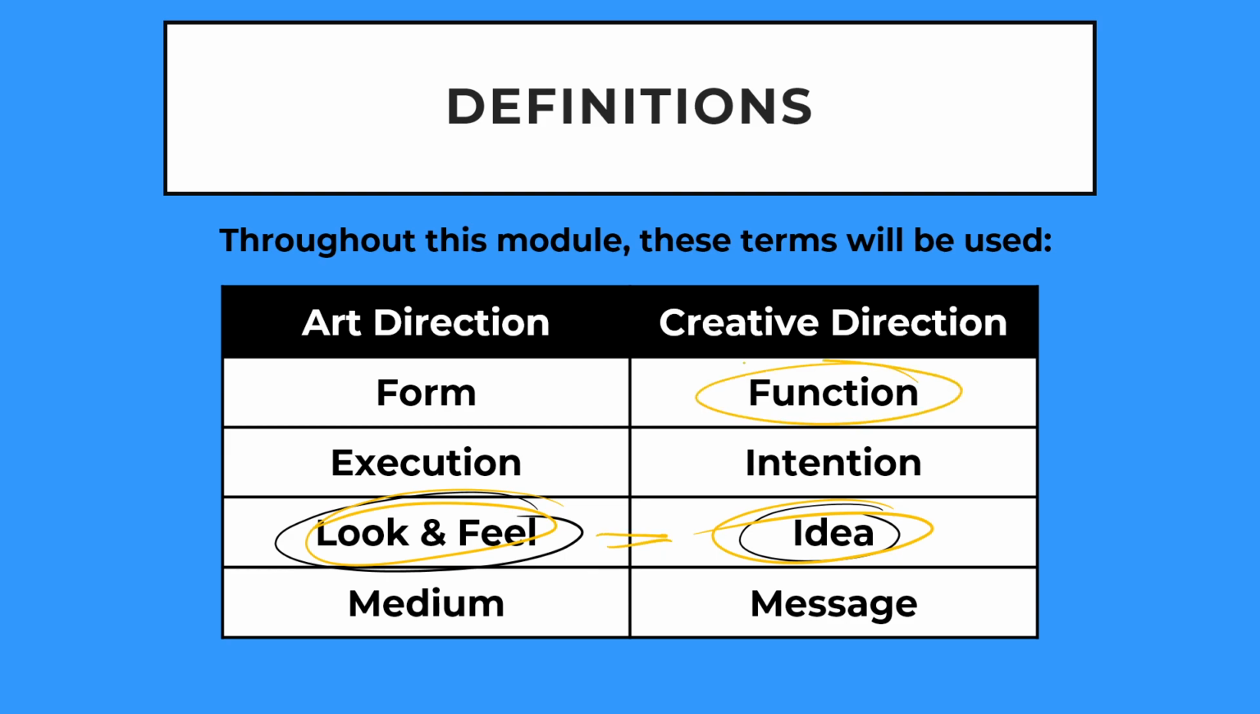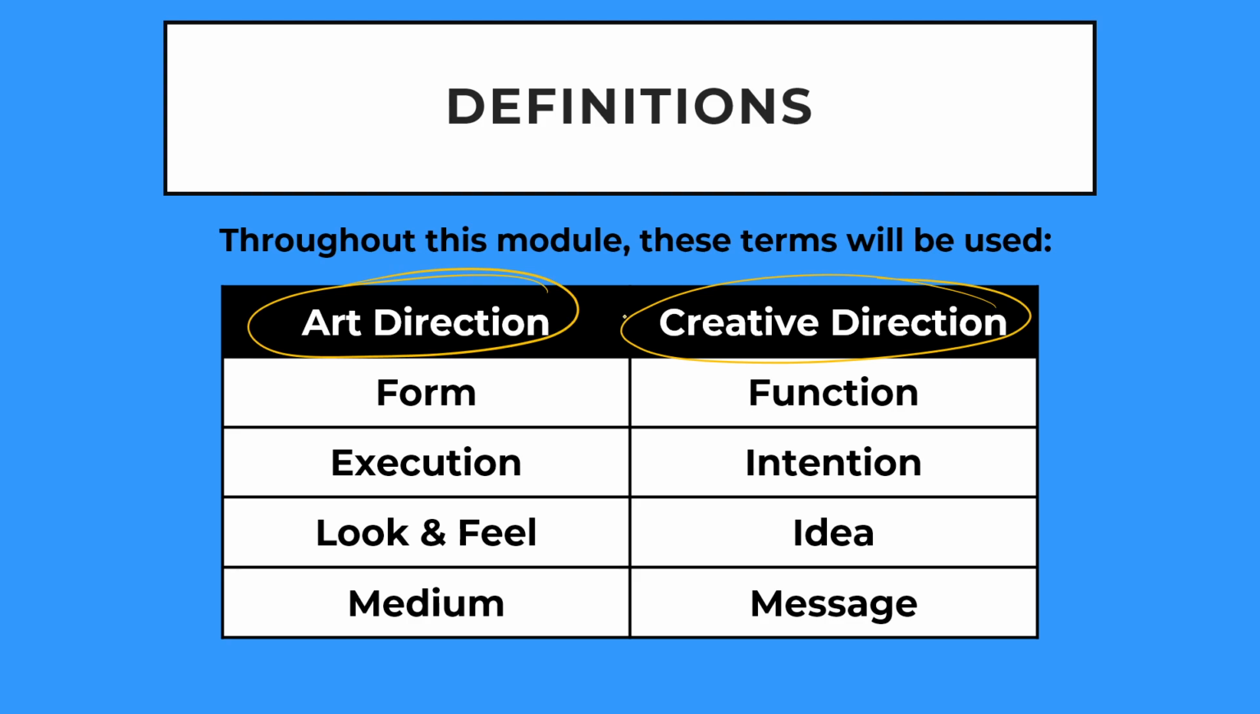Whatever function your product or your service has, the form of it, whether it's digital or physical or both, needs to match, right? Intention and execution must match. Message and medium must match. The umbrella term for all of these means the creative direction must match the art direction. So if you want your product to be friendly, it should look friendly.